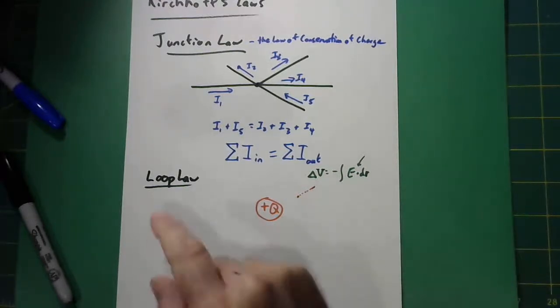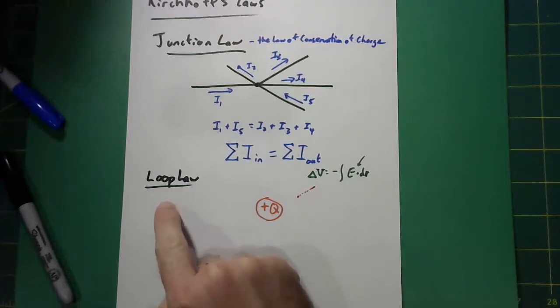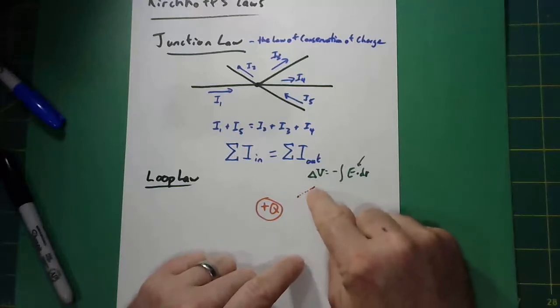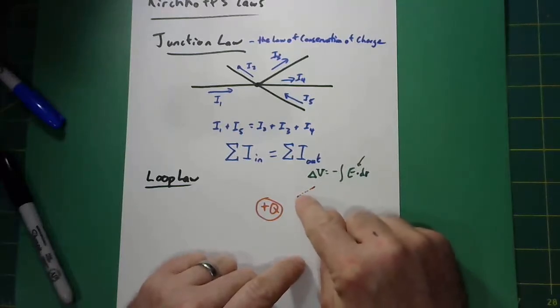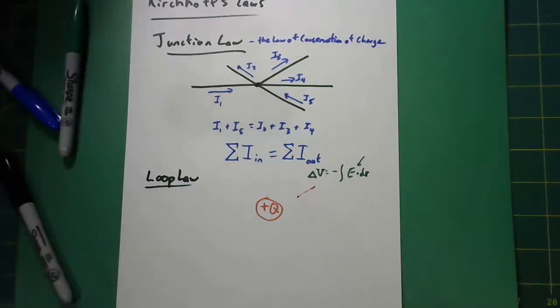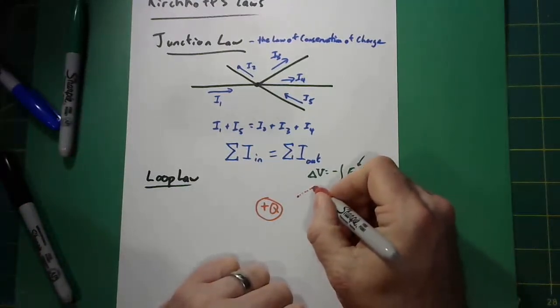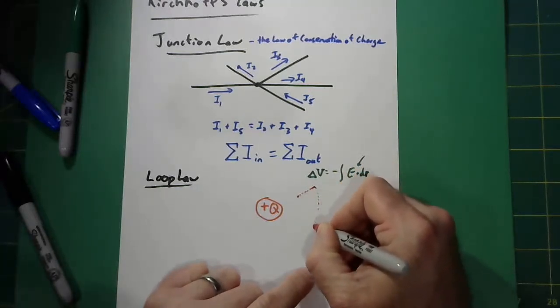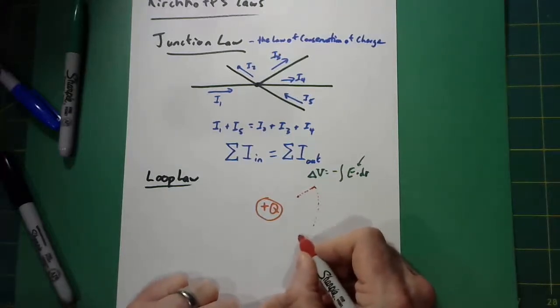But here's where the loop law comes in. By loop, what I mean is if I apply this formula to a path that I'm following, and I make this path a complete loop, then maybe here I'm going with the field. Let's make a path like this. What if I go dot, dot, dot, dot, keeping the same distance away?